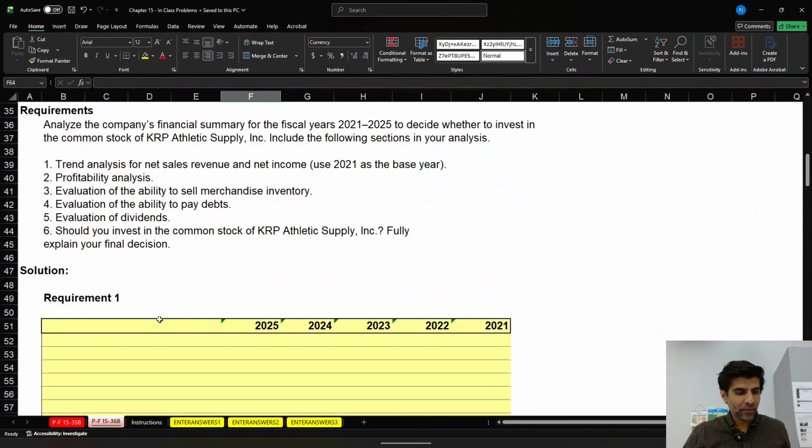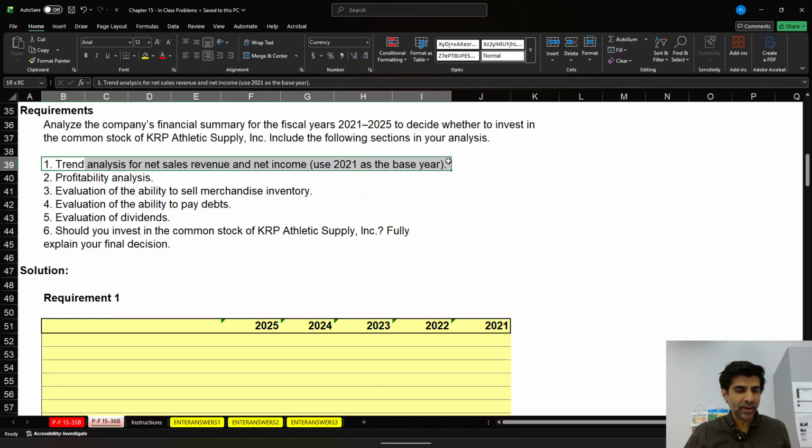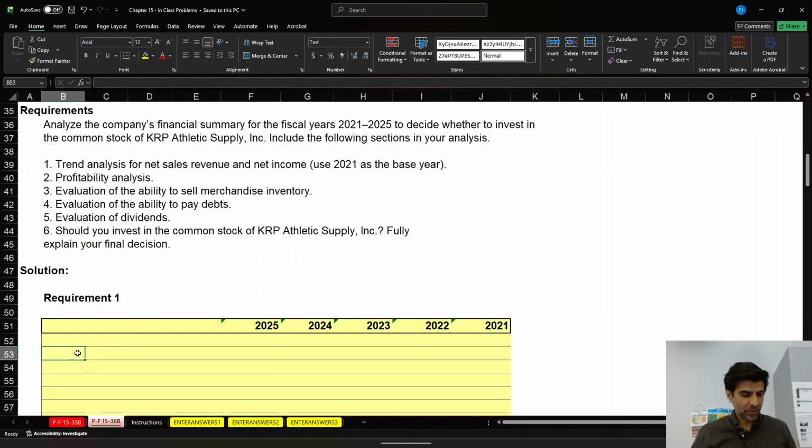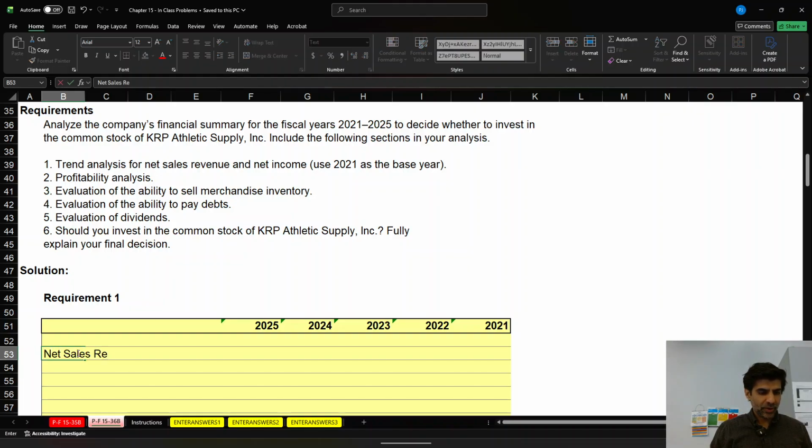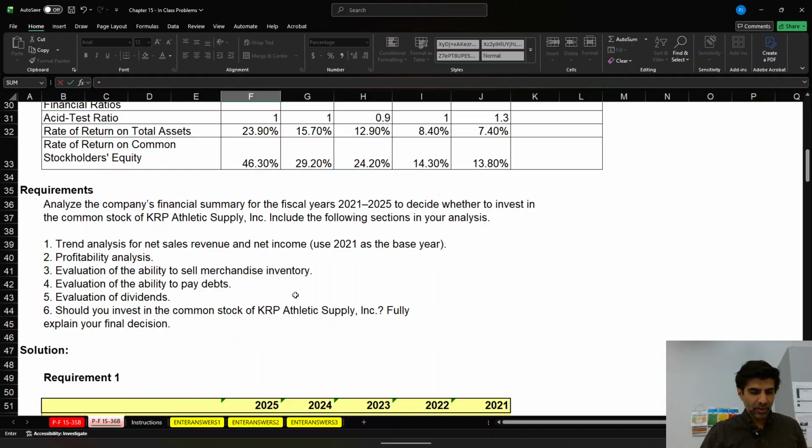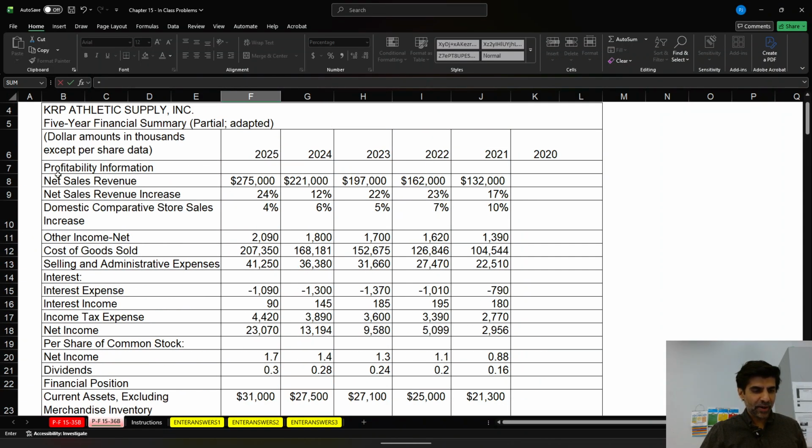Okay, so the first part of this is a trend analysis of net sales revenue and net income. And it's saying use 2021 as the base year. So I will do net sales revenue and net income. So I'll just use formula. So first I have to find net sales revenue.